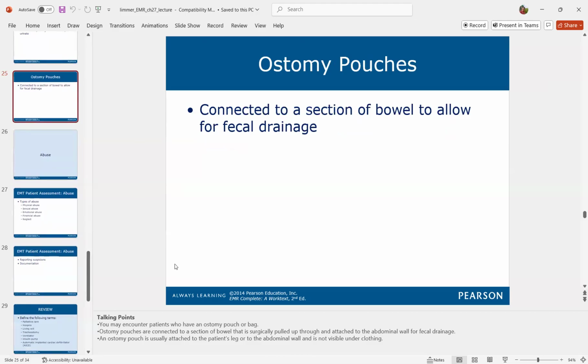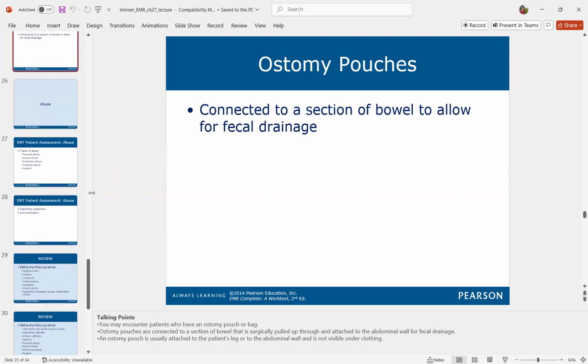Ostomy pouches. You may encounter patients who have an ostomy pouch or an ostomy bag. Ostomy pouches are connected to a section of bowel that is surgically pulled up through and attached to the abdominal wall for fecal drainage. An ostomy pouch is usually attached to the patient's leg or to the abdominal wall and is not visible under clothing. So you'll see that on some of your patients.